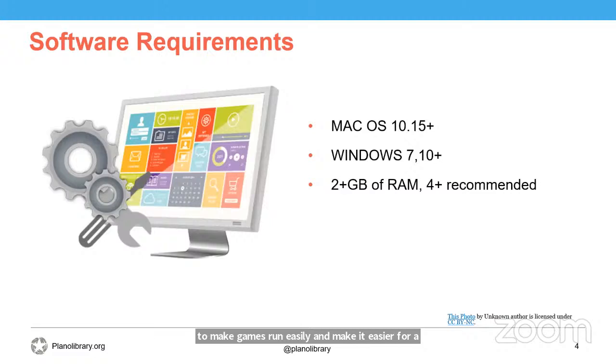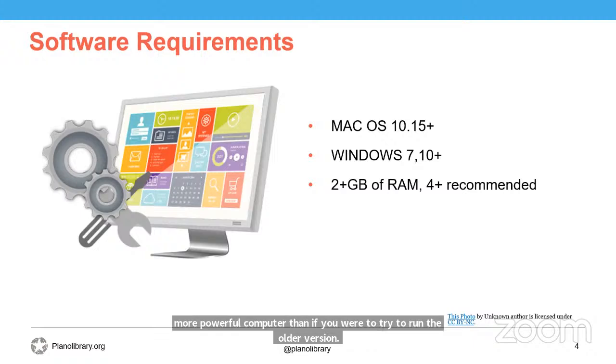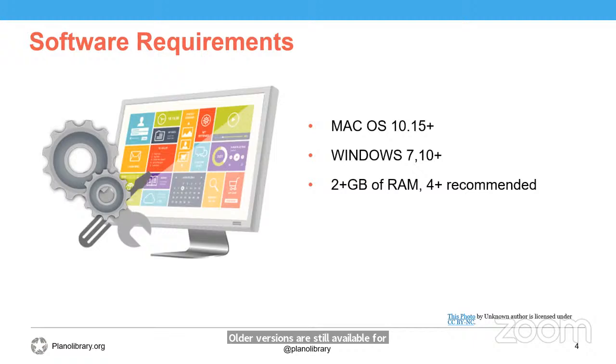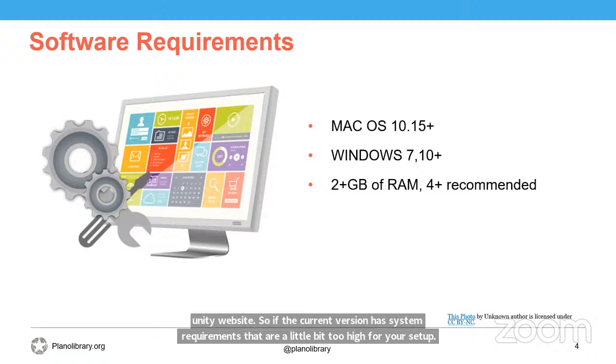So some system requirements. Unity updates regularly. To use the most recent version of Unity, you may need a more powerful computer than if you were to try to run an older version. Older versions are still available for download from the Unity website. So if the current version has system requirements that are a little bit too high for your setup, try an older version and see if that runs a little bit better.